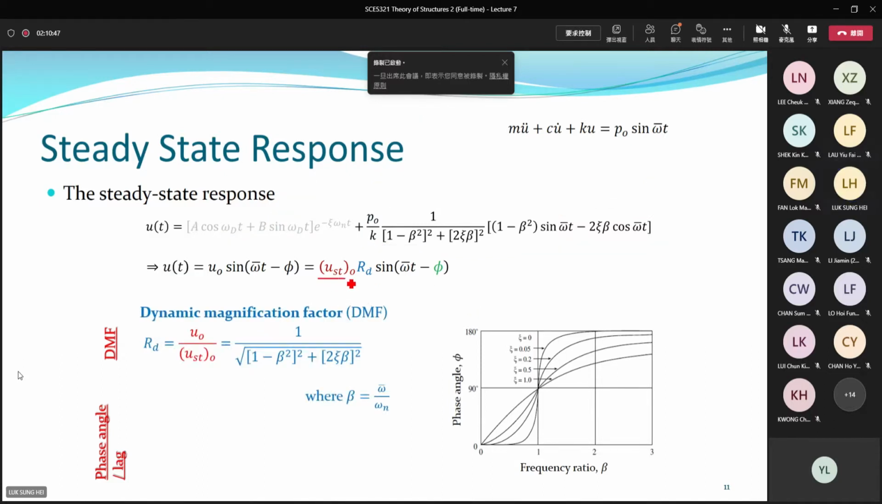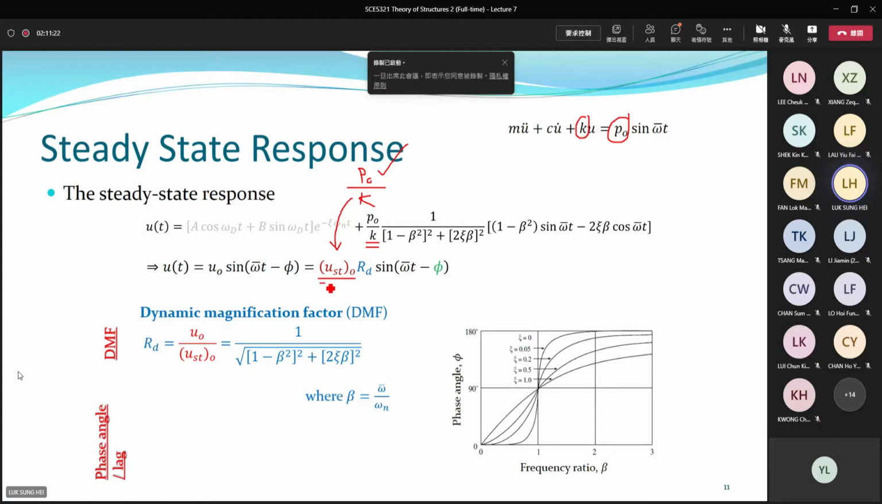UST, this term, is equal to P0 over K. P0 is the force amplitude. K is the stiffness. The force amplitude over stiffness is actually the first coefficient of the original form. Why do we call this static? ST means static.